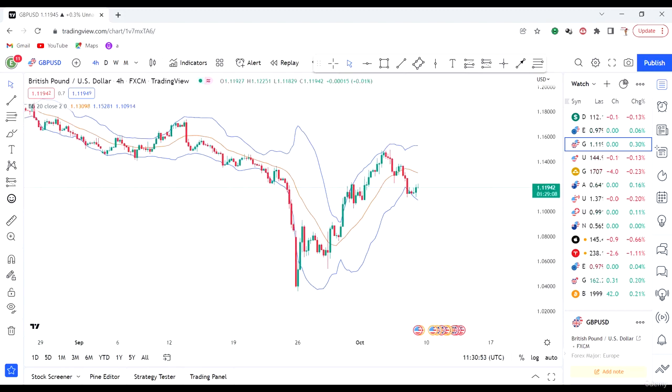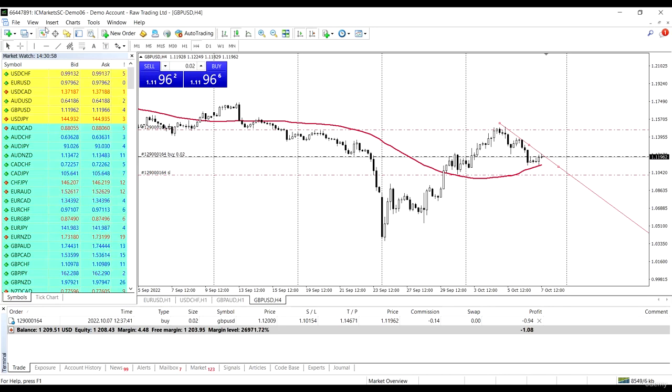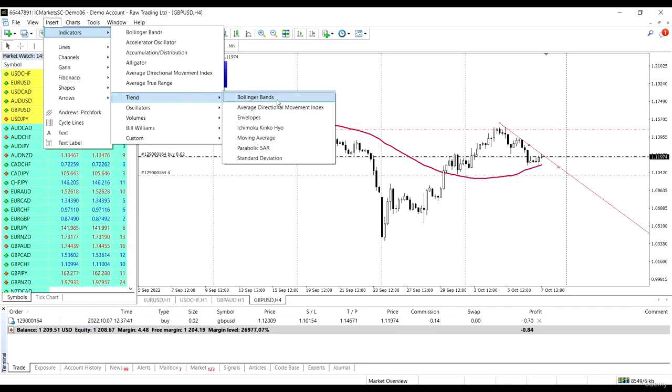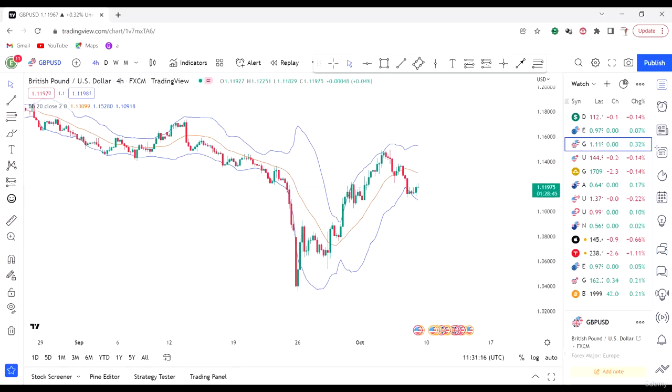You can also add the Bollinger Bands here on your MT4 platform. Just come here, insert, indicator, trend, Bollinger Band. Even though it's not a trend indicator, it's a volatility indicator. Okay, so it gives you options, period, deviation, and apply to, which is close. So let's just go back to TradingView.